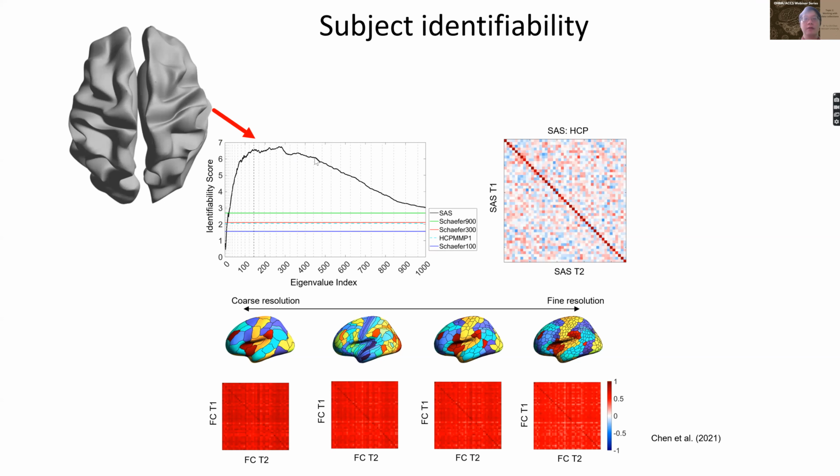This black line is the identifiability of the shape asymmetry from the HCP data, and these colored lines are functional connectivities at different resolutions. No matter what the resolution scales are, our shape asymmetries have better identifiability than all the functional connectome fingerprints.